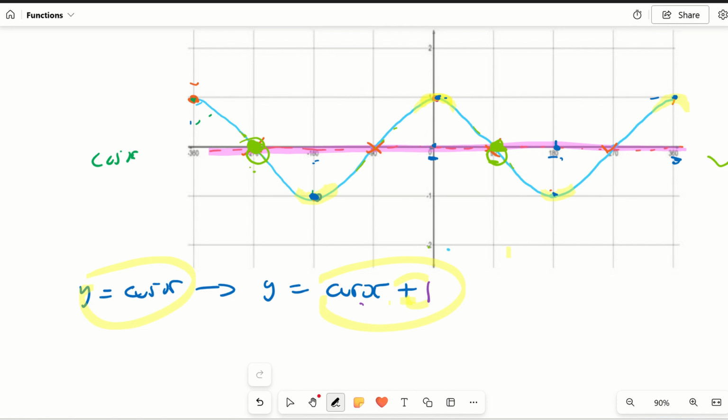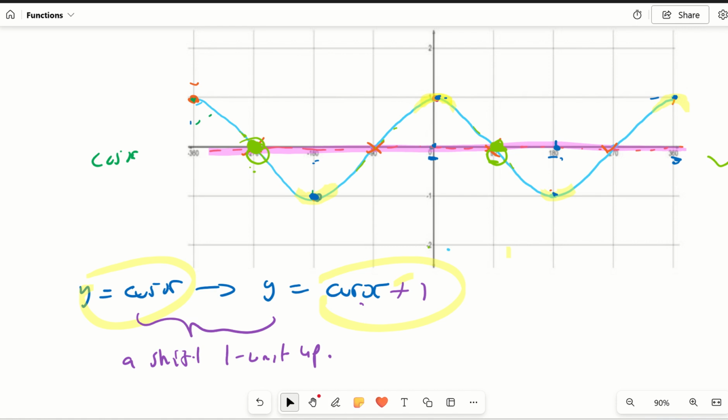So if it was negative 1, it would mean that we are shifting the graph of cos x 1 unit down. If it's negative 3, it means that we're shifting the graph of cos x 3 units down. So let us focus on cos x plus 1. It's a shift 1 unit up.